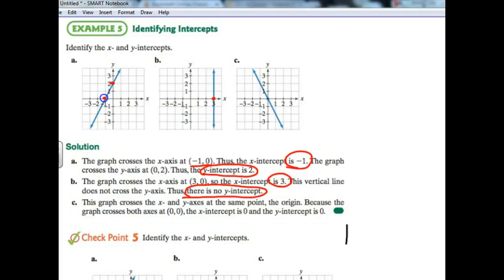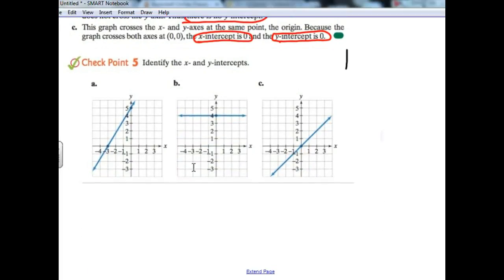And then again, if we look at the third one, the unique thing about it is that both crossing the x-axis, it crosses at 0, and for the y-axis, it also crosses at 0. So the x-intercept is 0, and so is the y-intercept. It just so happens they both cross at the origin, or what we call x-intercept of 0 and y-intercept of 0. Okay, so let's look at these three and see if we can do these on our own.